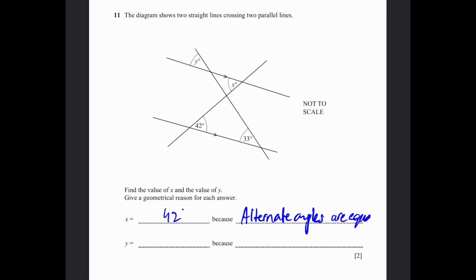Why are we writing this? It's because any angles in a Z shape, with these two being the angles, are called alternate angles and they're equal. Now we can find y. Since we have a transversal and two parallel lines, these two angles are corresponding angles and they're equal. So y is 33 degrees because corresponding angles are equal. Now I can go to question 12.